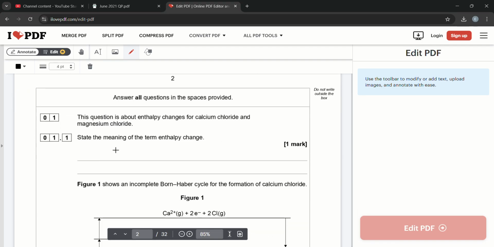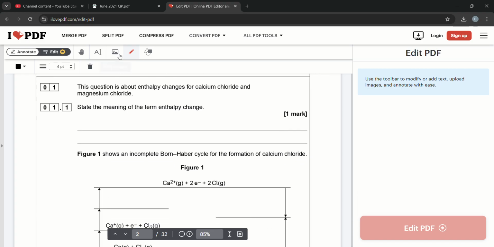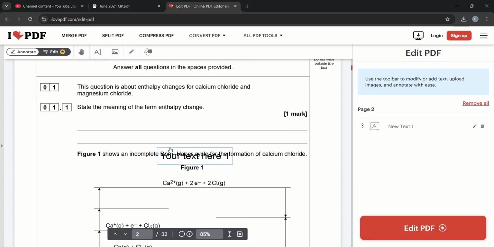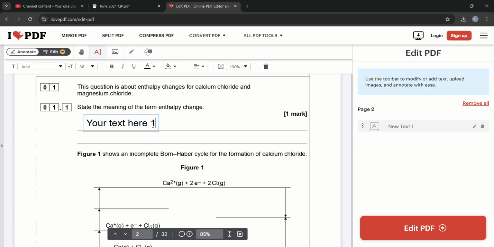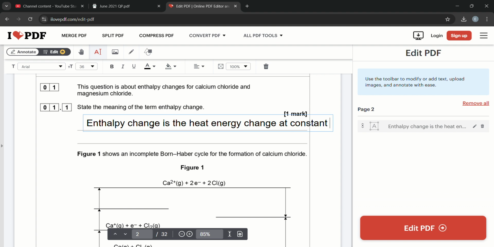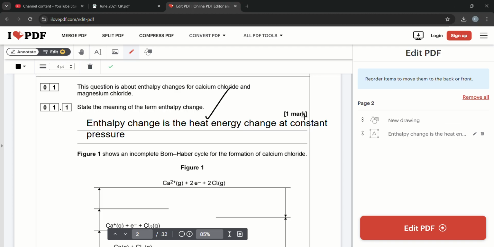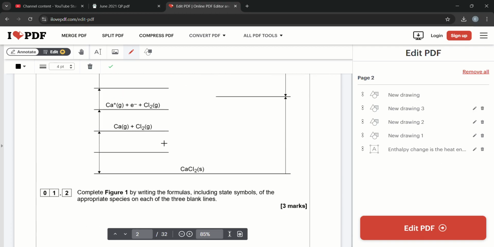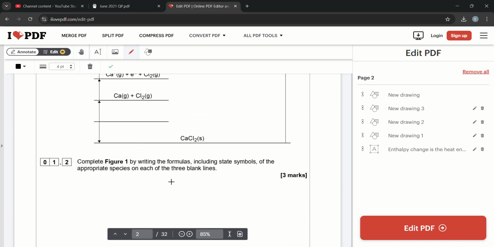Question 1. State the meaning of the term enthalpy change. Definition question. Enthalpy change is the heat energy change at constant pressure. And I'm pretty sure you need all of these keywords to get it right: heat energy change at constant pressure, to get the full mark, the first mark on the paper. 1 point.